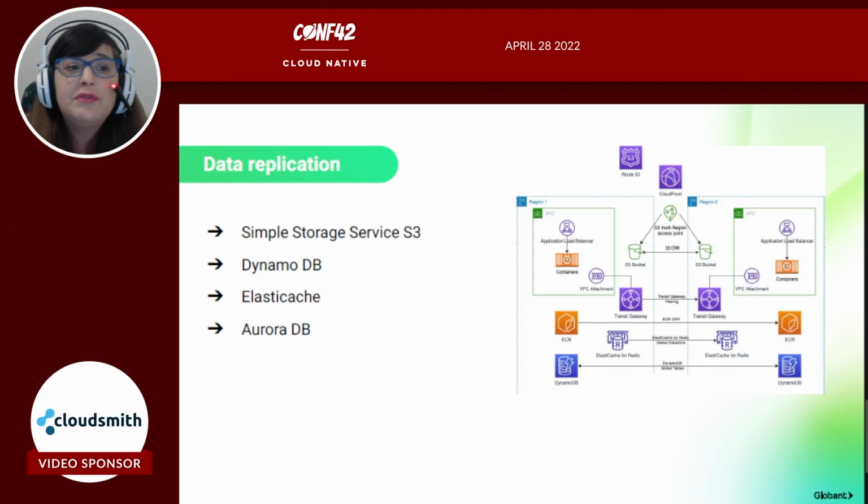I have already mentioned that S3 has multi-region replication. That's the Simple Storage Service, or buckets, as we usually call them. This replication is one-way or two-way continuous, and this replication can also be applied to a subset of items inside the bucket.